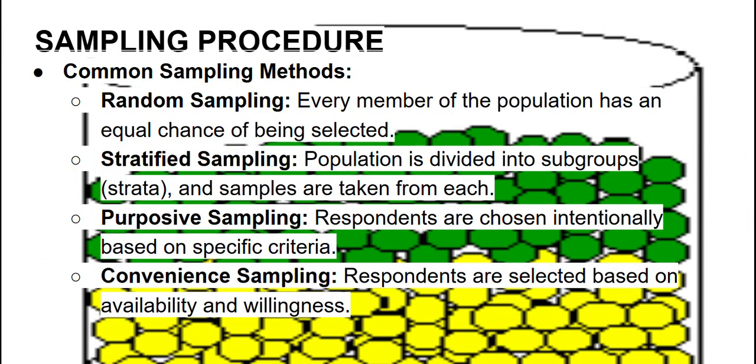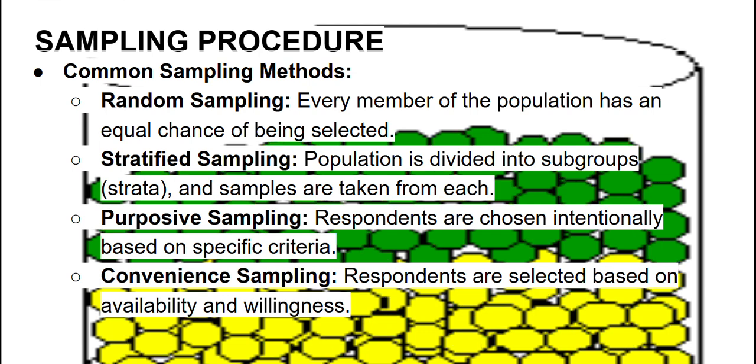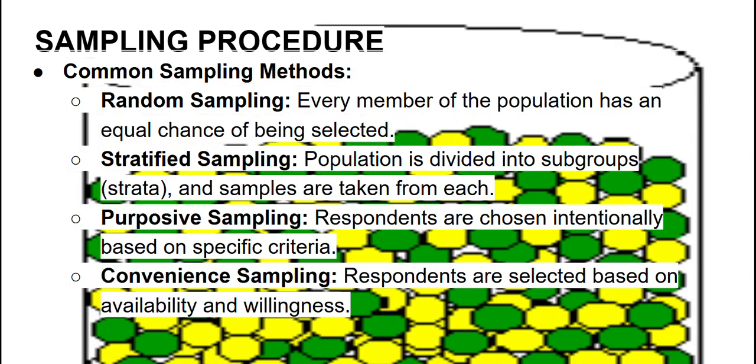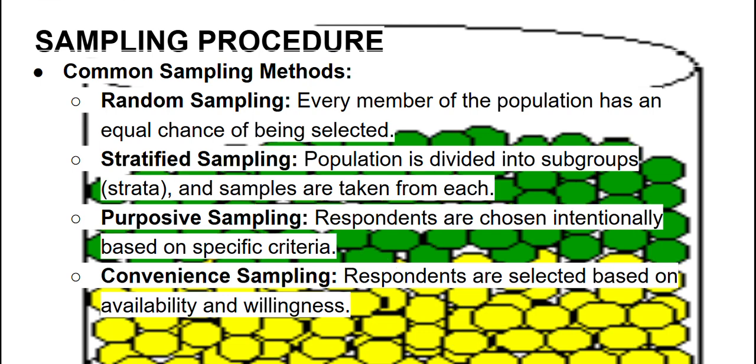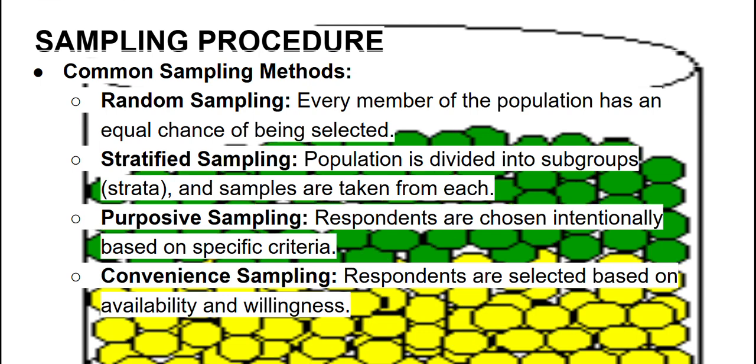Sampling procedures. The common sampling methods are random sampling, where every member of the population has an equal chance of being selected. For stratified sampling, the population is divided into subgroups or strata and samples are taken from each. For purposive sampling, respondents are chosen intentionally based on specific criteria. For convenience sampling, respondents are selected based on availability and willingness.